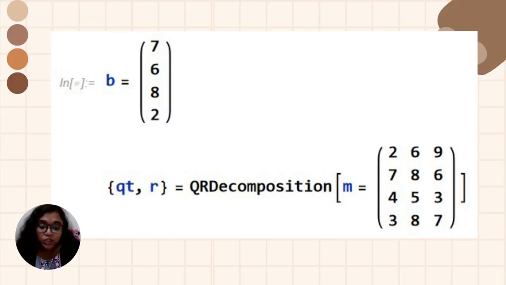I'm going to explain how to solve for x using the QR factorization. Let me show you the first code. I'm going to show you the B matrix to display and define this process. We would like to do the QR decomposition to find the R matrix. The command is {Q, R} equals QRDecomposition of the M matrix.